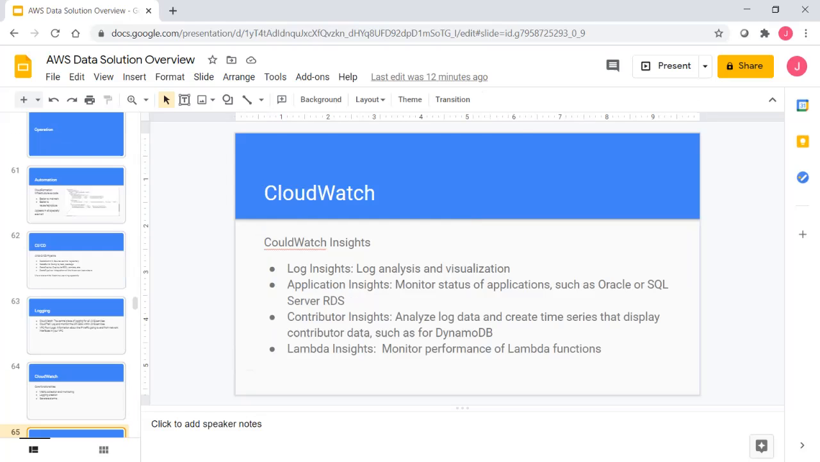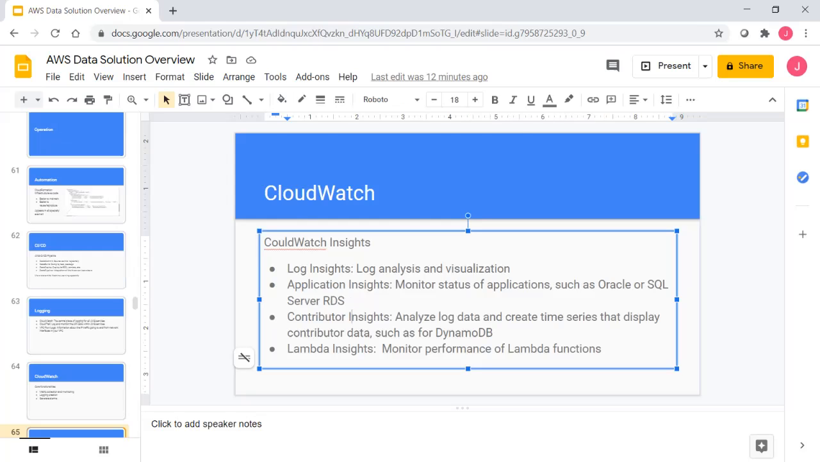You also have a series of insights, what they call CloudWatch Insights. For example, Log Insights is an analysis service for logs. Application Insights is monitoring of applications such as Oracle or SQL Server on RDS. And Contributor Insights, such as for DynamoDB, for example, will analyze log data and time series that display contributor data. And finally, Lambda Insights, which apparently works for Lambda function performance.